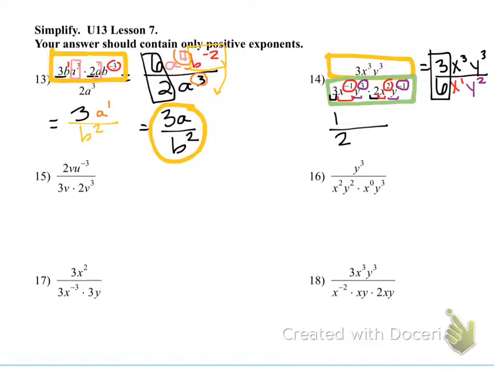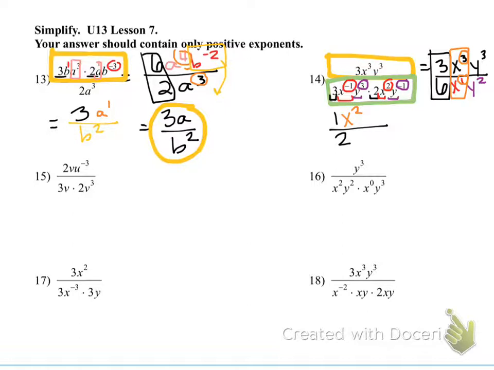Now let's go ahead and look at my x's. For my x's, I've got x to the 3 on top, x to the first on the bottom, so 3 minus 1 gives me x squared. And remember, that always goes on the side that has the most. So because there's 3 on the top, that answer is going to stay on the top.